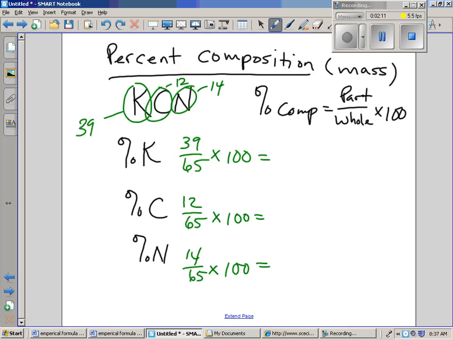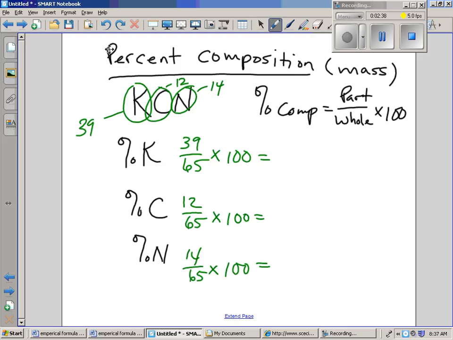Has anyone got the percentages yet for these? The weight of the whole thing, yep. Whole is the weight of the whole thing, of which there's 39 that came from potassium in that whole. You can round, but you should need at least one decimal point for these.